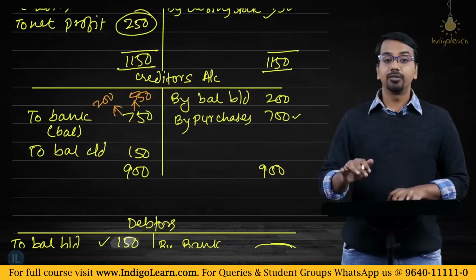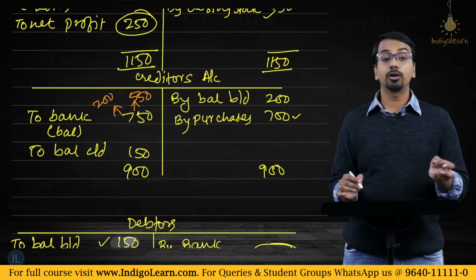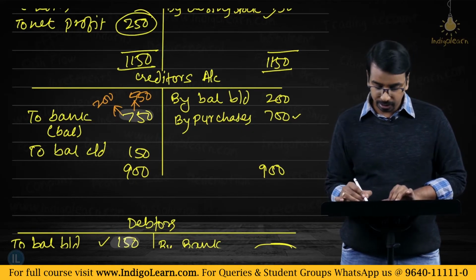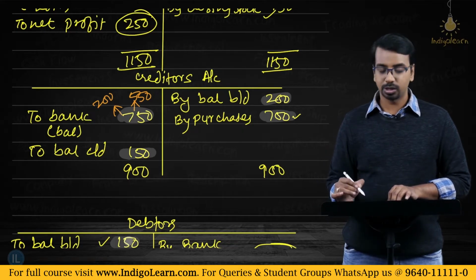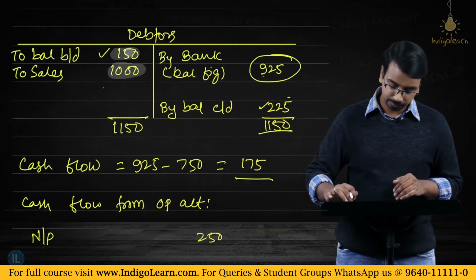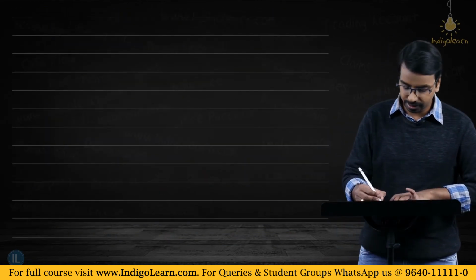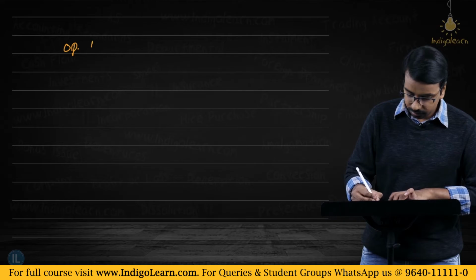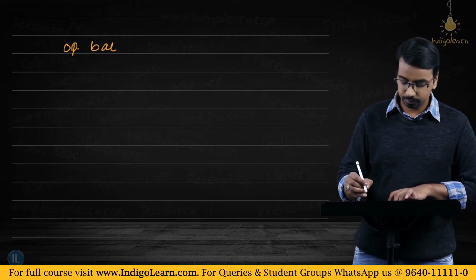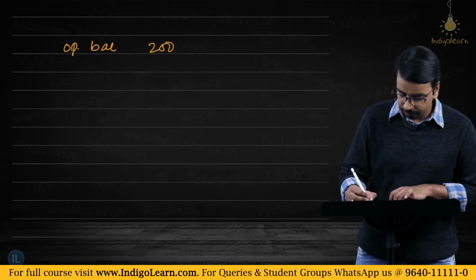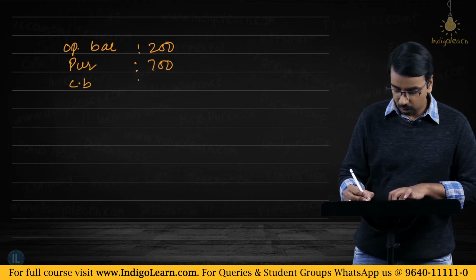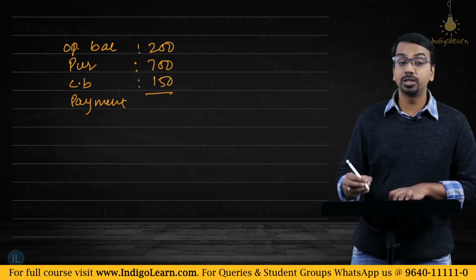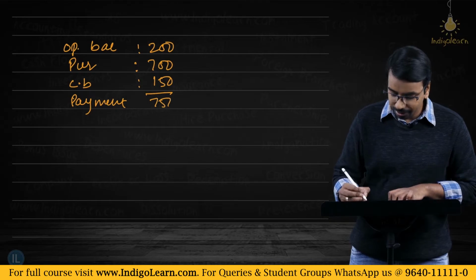200. So, if you look at this creditors account, if you have to find out how you arrived at this amount paid, what did you do? Opening balance plus purchases minus closing balance is the amount paid. So, if you summarize the creditors account, we said we have an opening balance of 200, then purchases of 700, and a closing balance of 150, which resulted in a payment of 750.